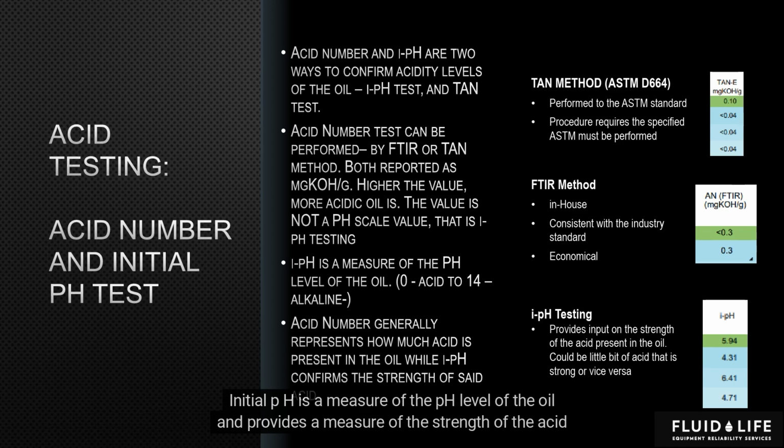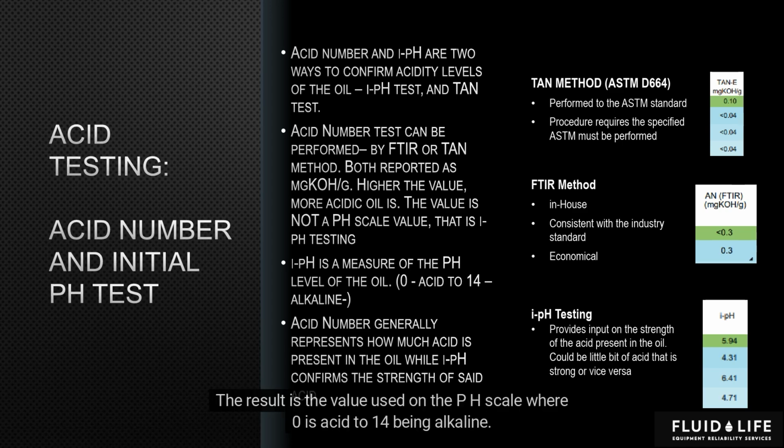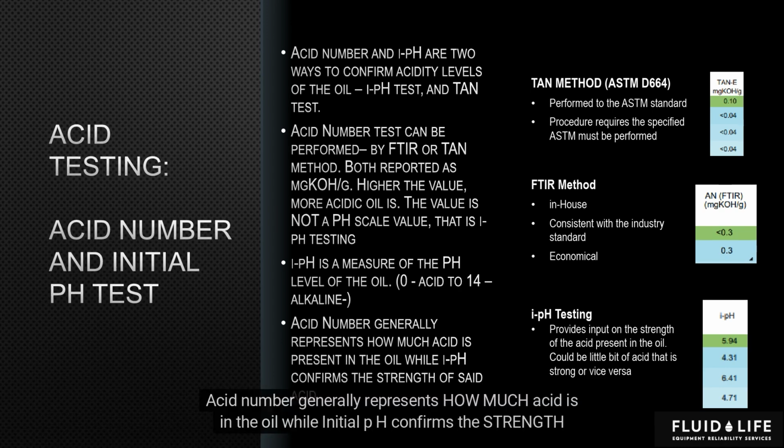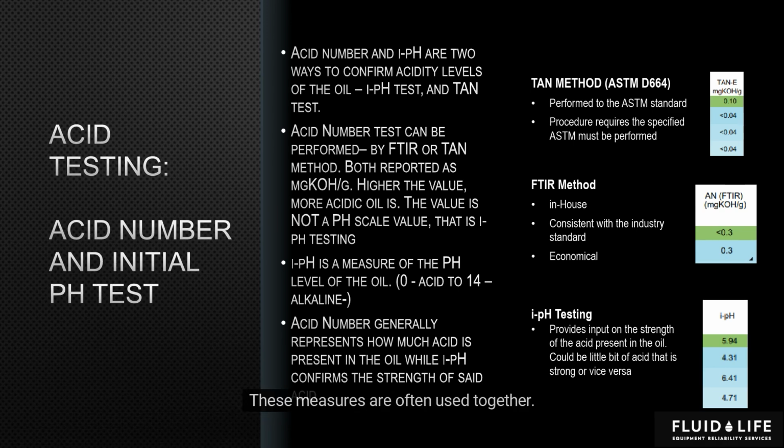Initial pH is a measure of the pH level of the oil and provides a measure of the strength of the acid present in the oil. The result is the value used on the pH scale, where 0 is acid to 14 being alkaline. Acid number generally represents how much acid is in the oil, while initial pH confirms the strength of the acid. These measures are often used together.